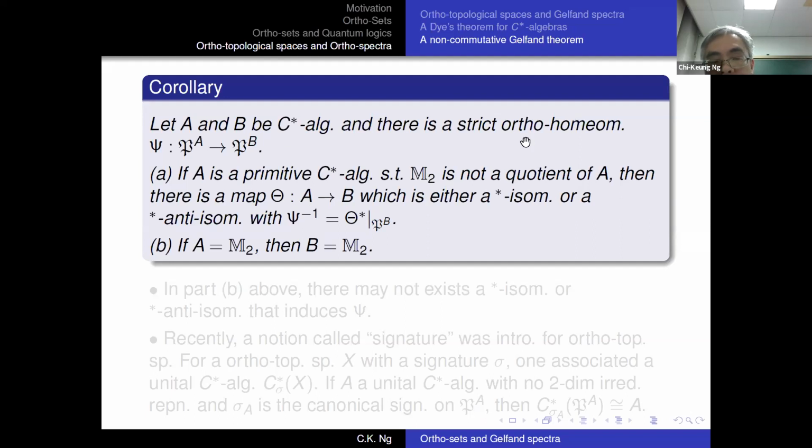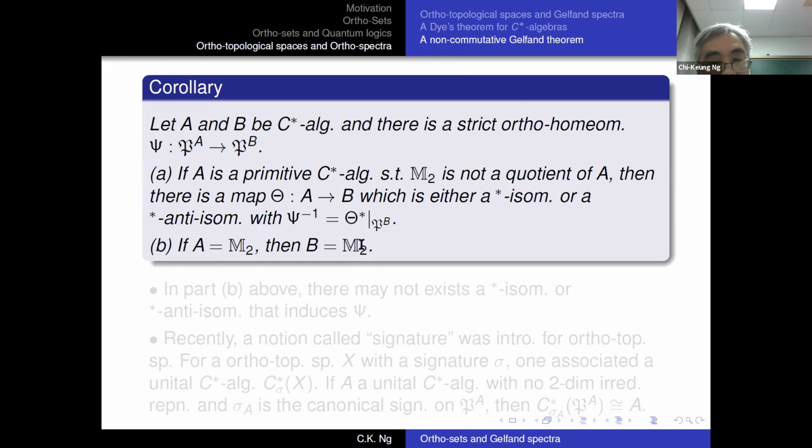What we get is that if we have a strict bijection between the Gelfand spectra, and A happens to be a stable primitive C*-algebra, in particular a stable simple C*-algebra, then this map actually comes from either a *-isomorphism or a *-anti-isomorphism from A to B. So in the simple separable case, the Gelfand spectrum actually remembers the C*-algebra up to *-anti-isomorphism. So it is either isomorphic or *-anti-isomorphic. And if A is just M2, then B is also M2.